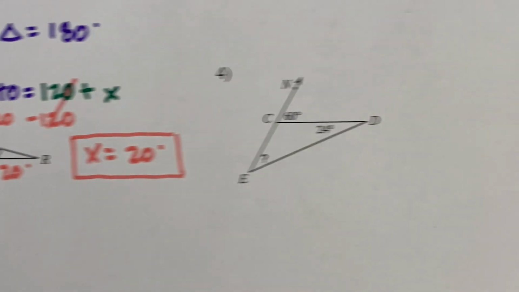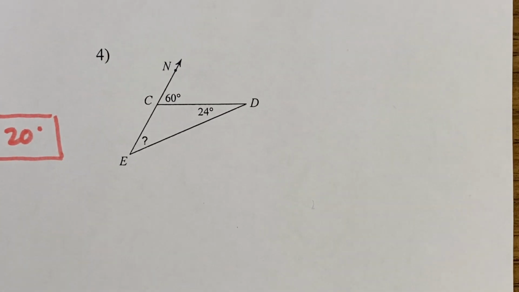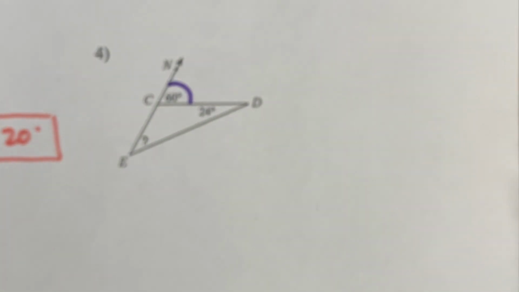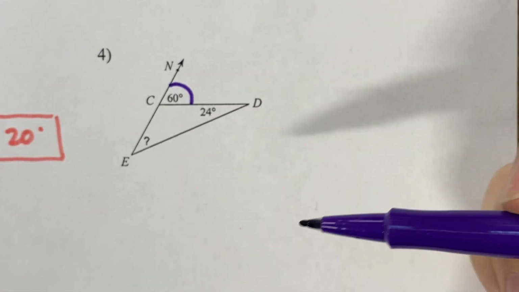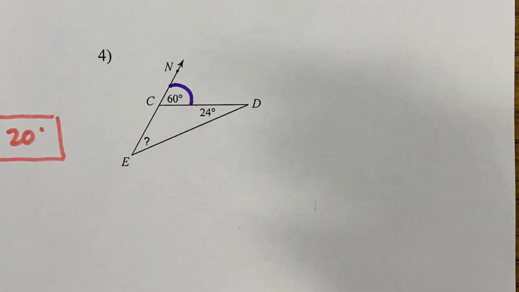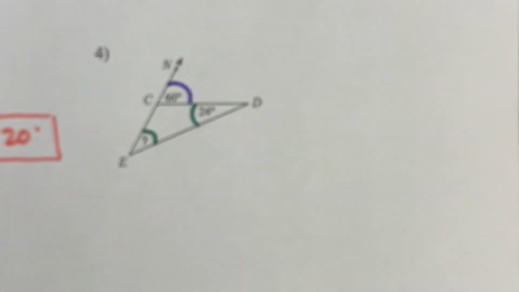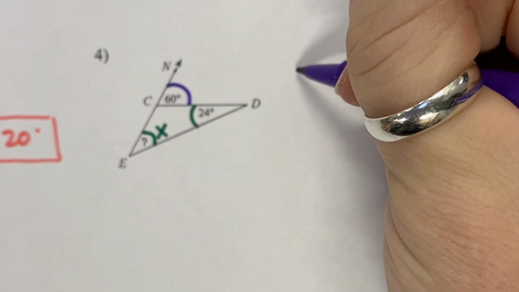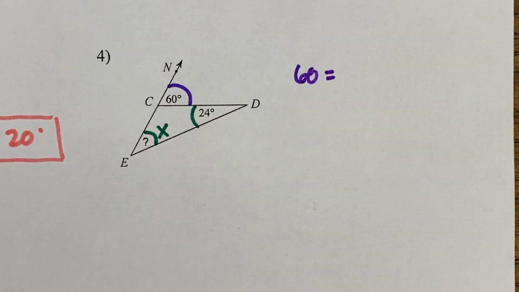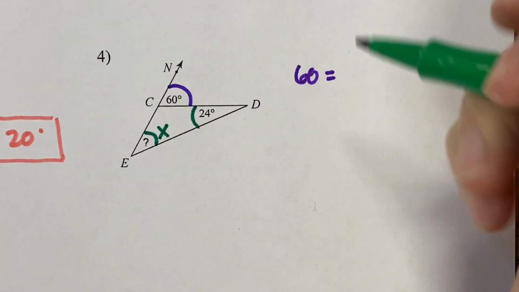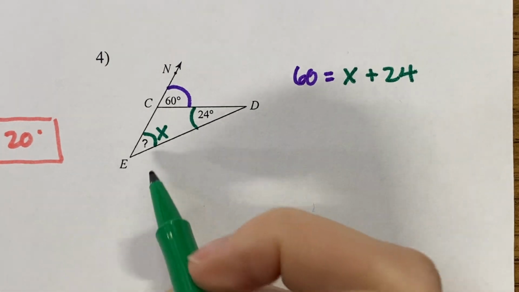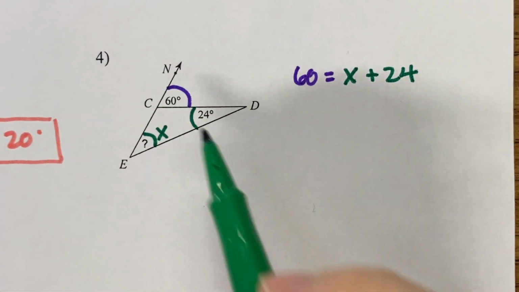Awesome. Let's try that again. In number 4, same thing. It actually gives us the exterior angle right there. Exterior meaning it's on the outside of the triangle. What we're looking for is one of our interior angles, that question mark, which we'll label as X. So we can think of it as our exterior angle, 60, is equal to these two added together, X plus 24.